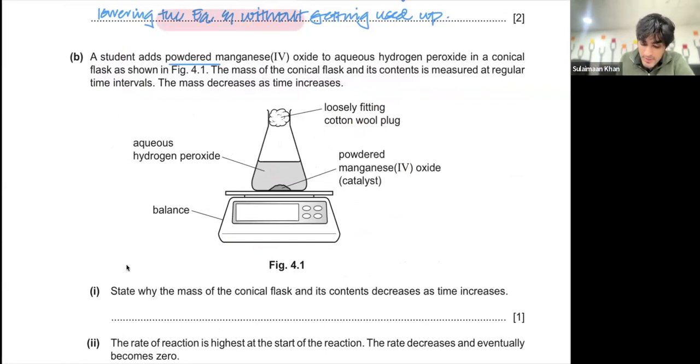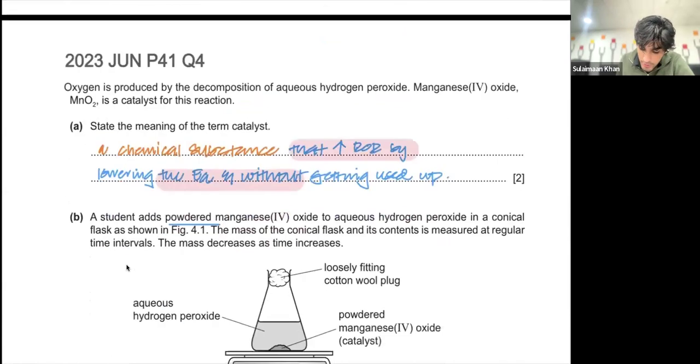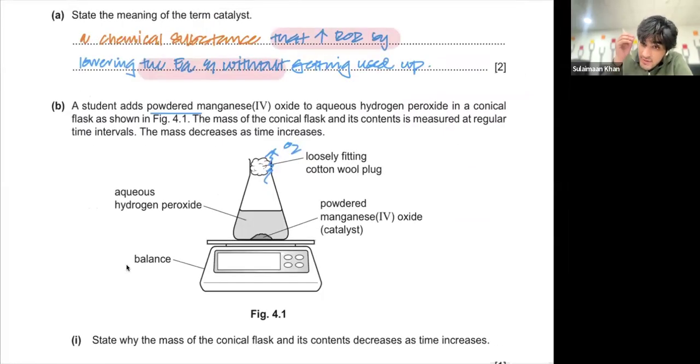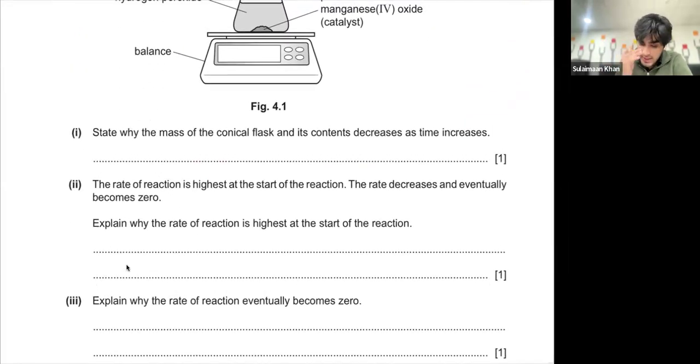To prevent the liquid from splashing out. Why is the mass of the conical flask decreasing as time increases? Because oxygen is being produced, which is going to escape. Oxygen is a gas, it can escape through the cotton. That's why he specified that it is loosely fitting, so that you know oxygen can escape. So it's a gas. Why does the mass decrease? Because O2 gas escapes from the flask.